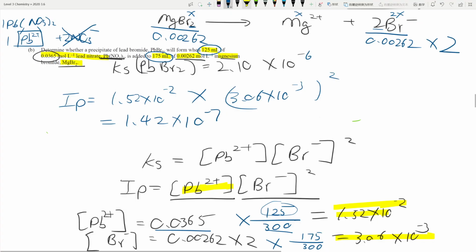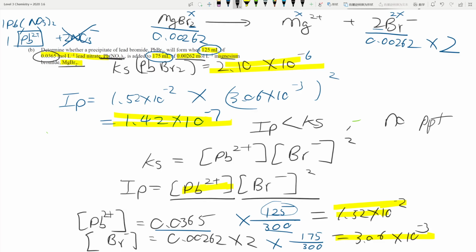Now you compare your IP versus Ksp. You can see your IP is smaller than Ksp. You are not going to get a precipitate. You have no precipitate. Okay, so there you go. That's the explanation for this particular question.